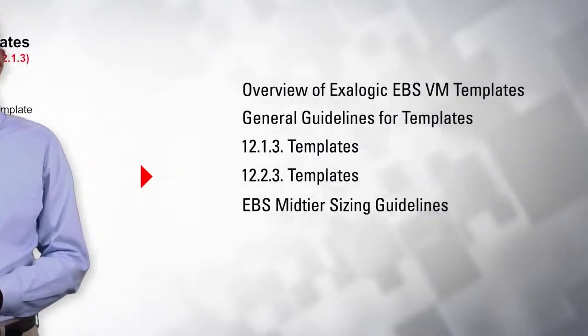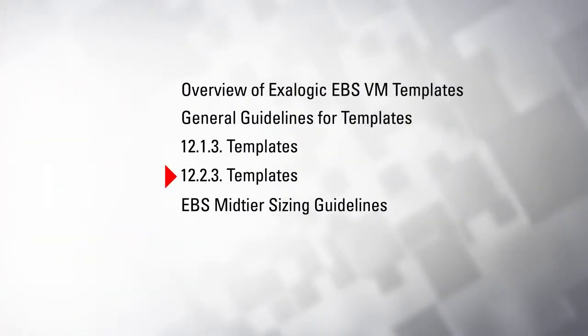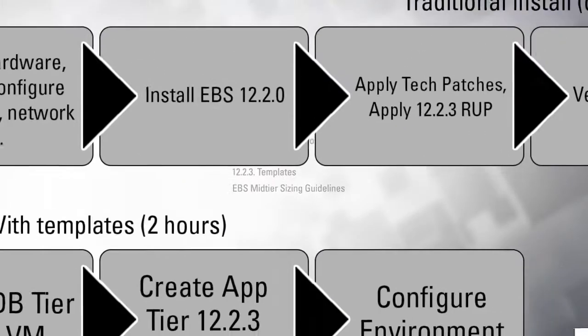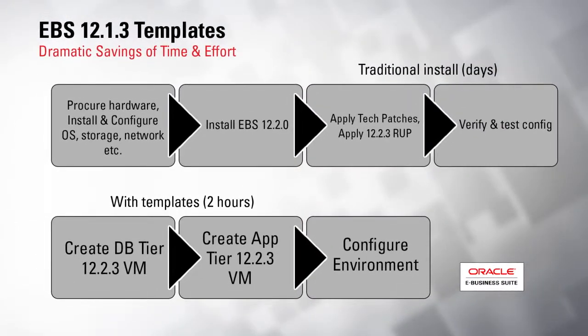Let's take a look at details about 12.2.3 templates. The same process flow as for 12.1.3 applies. There is no 12.2.3 install. You have to install 12.2.0 and then apply database or tech patches, followed by the 12.2.3 RUP patch. Again, if done the traditional way, this might take a few days, whereas with the templates, we can have a fully installed 12.2.3 instance up and running in about 2 hours.